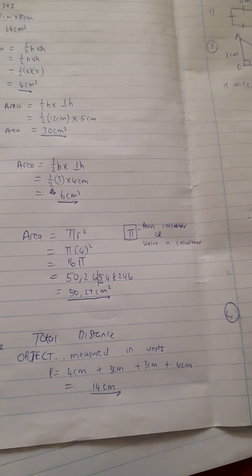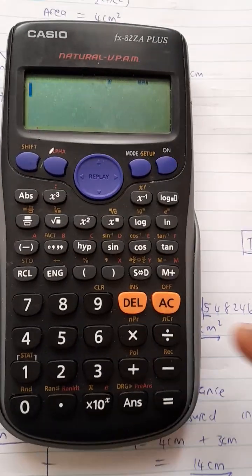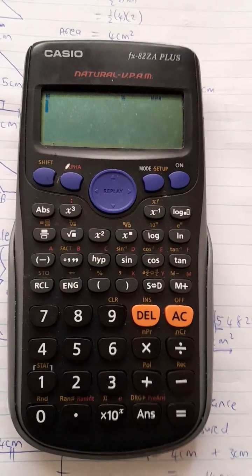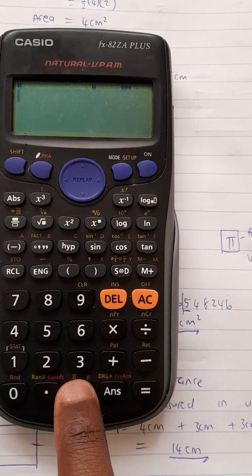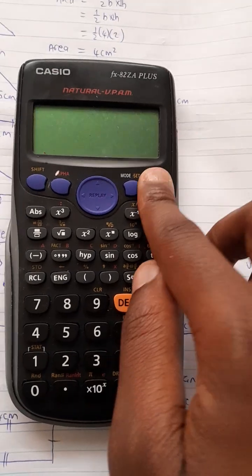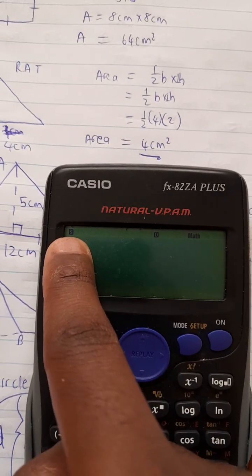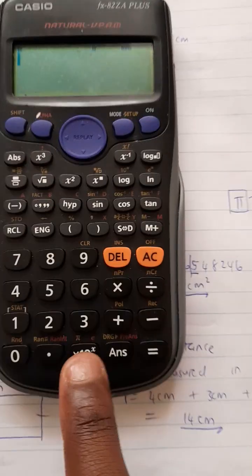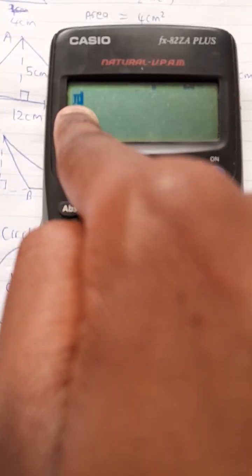Now pi is actually a symbol that you get from your calculator, and the way to access pi is you actually go to shift first and press shift. The minute you press shift, you're supposed to come here and press this button. Now you see we have pi that appears in your calculator. I hope that makes sense.